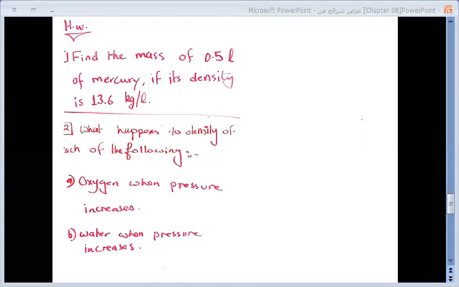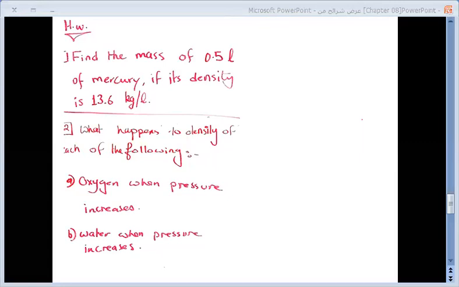Question 2, right? Yeah, question 2, point number A. Point letter A. What? Again? It will increase.